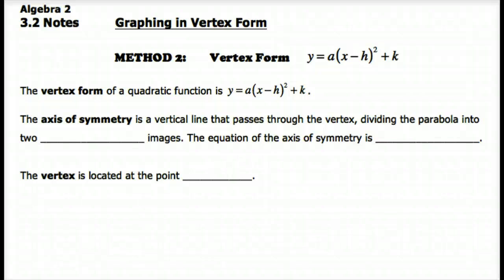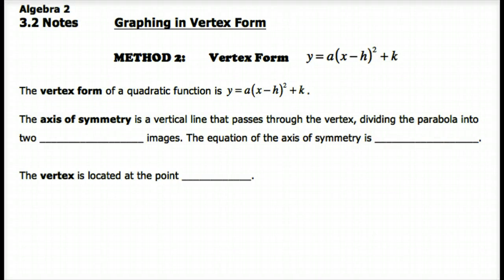Hey, 8th grade. In this video, we're going to continue our study of graphing parabolas. This video, we're going to focus on the second form, which is called vertex form. So vertex form looks like this: y equals a times the quantity x minus h squared plus k.